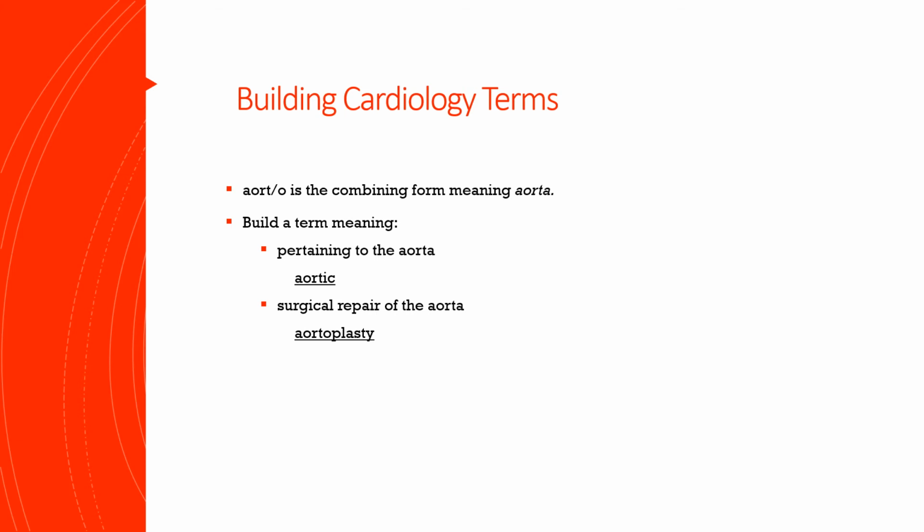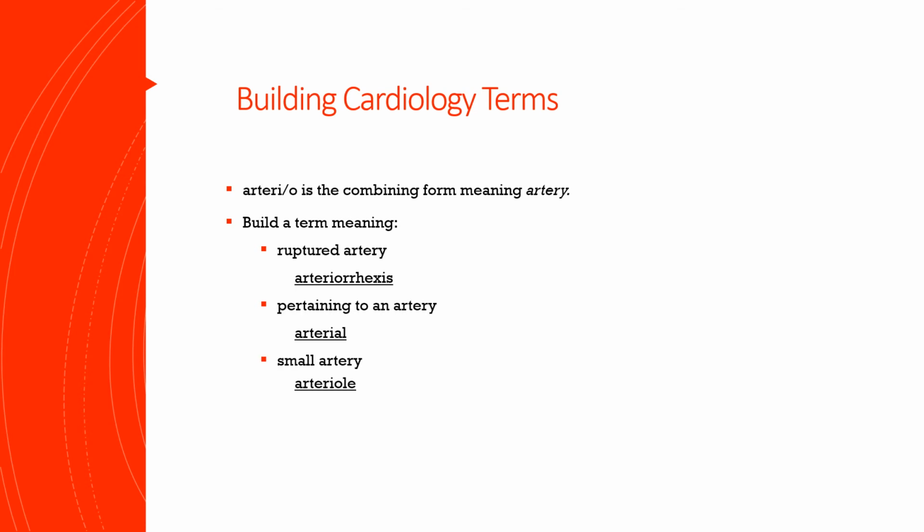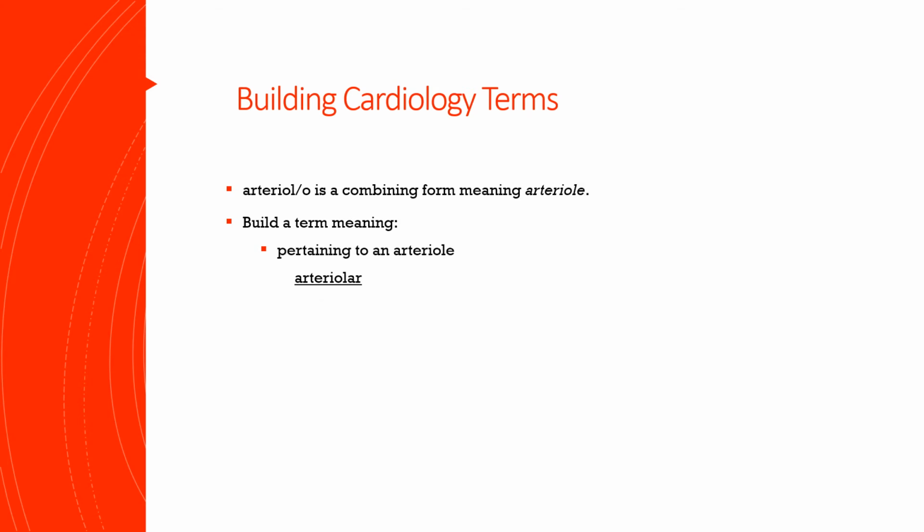Aorta is a combining form meaning aorta. Aortic means pertaining to the aorta. Aortoplasty is the surgical repair of the aorta. Arterio is the combining form meaning artery. A ruptured artery is arteriorrhexis, pertaining to an artery. Arteriole, small artery. The term that means pertaining to an arteriole is arteriolar.